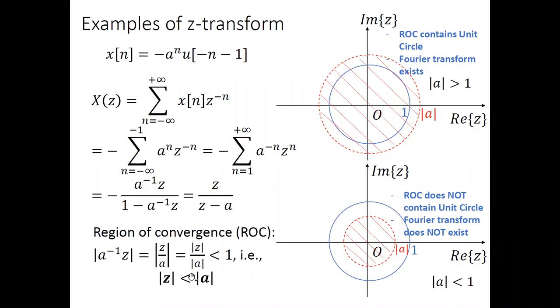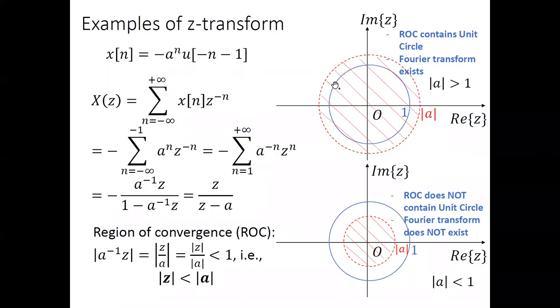So because this is less than, if we plot the region of convergence on the z plane, on the complex plane, it is the region inside a circle. The circle has a radius, which is a magnitude. And the region of convergence is always inside that circle, not including the circle. That's why I plot the circle in dashed line.